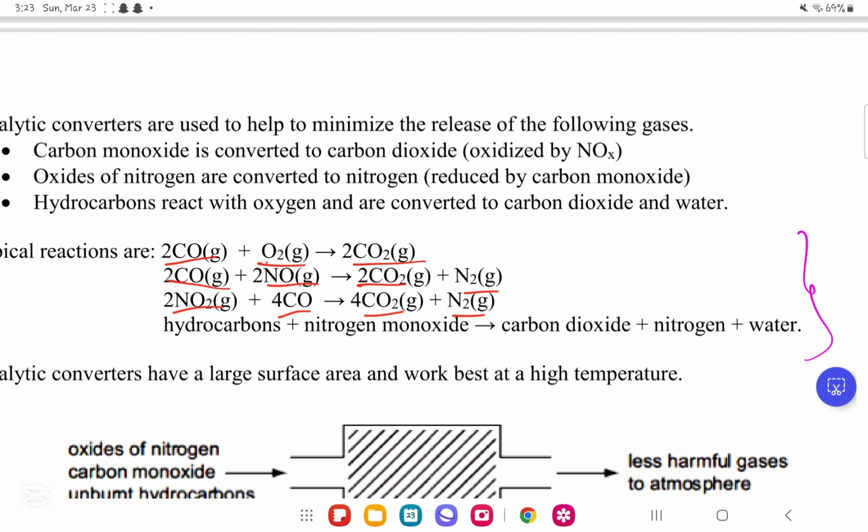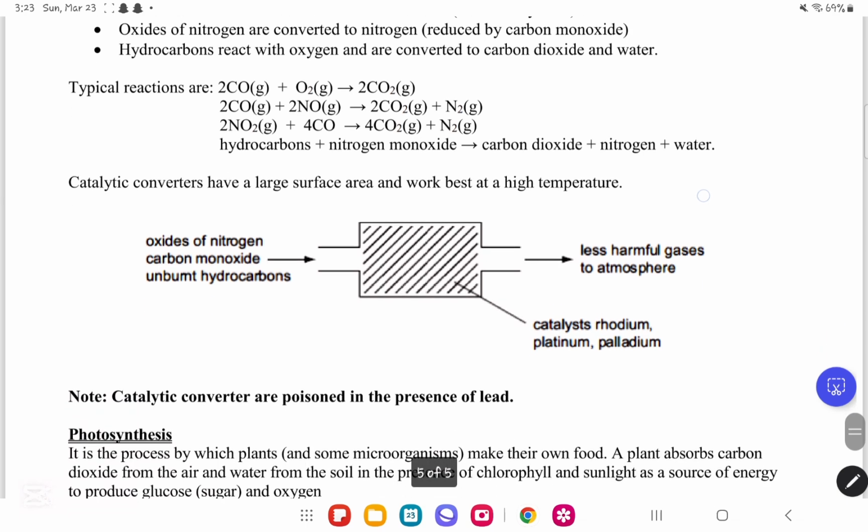So again, the reactions are carbon monoxide with oxygen will produce carbon dioxide. Then carbon monoxide with nitrogen monoxide will form carbon dioxide and nitrogen. And then nitrogen dioxide with carbon monoxide will form carbon dioxide with nitrogen. And then finally, hydrocarbons plus nitrogen monoxide will form carbon dioxide and nitrogen and water. Keep these in mind and do not forget to balance them.